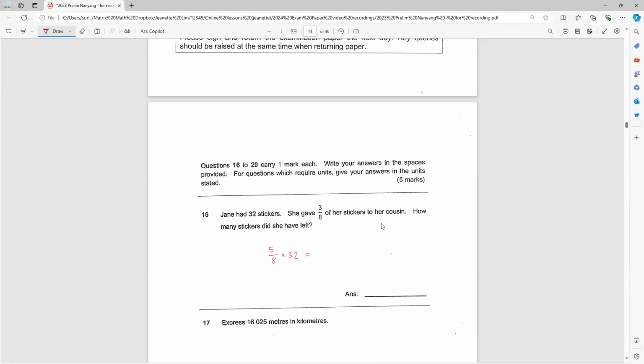No calculators. So we want to make it easier to calculate, right? Simplify first. 32 is the same as 32 over 1. So you are going to simplify top and bottom. 8 and 32, you can divide by 8. Divide by 8, which is 4. So you end up with 5 times 4 numerator, 1 times 1 denominator, which is just 20. So she's left with 20 stickers.